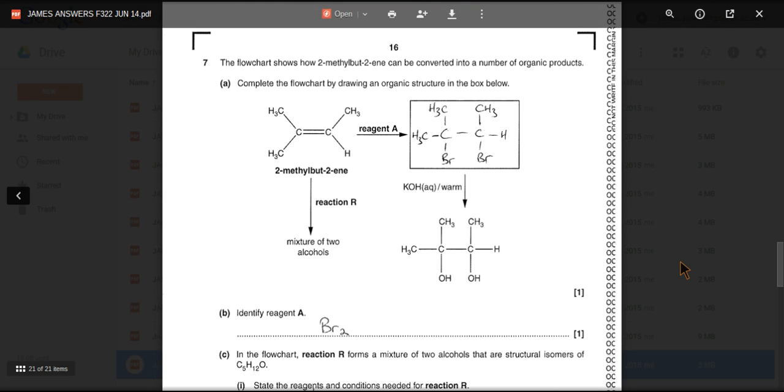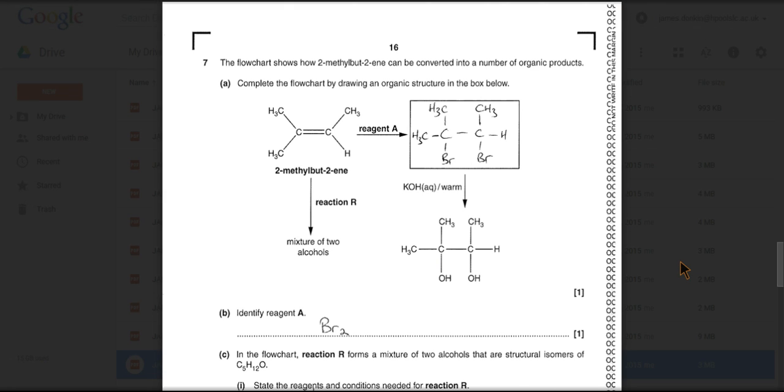Question 7 is testing your knowledge of organic reactions. So we're given a flow chart, and the first thing we have to do is work out what goes in that box there between the alkene and the alcohol. So we need to be thinking, well, what can we turn an alkene into that we can then turn into an alcohol? And the answer is halogenoalkane.